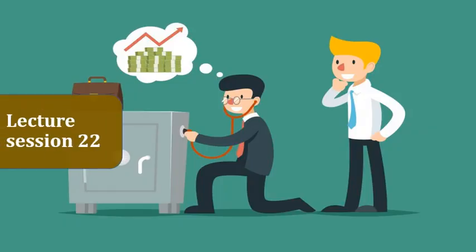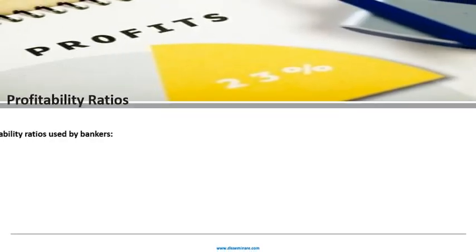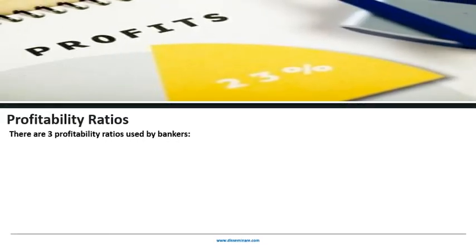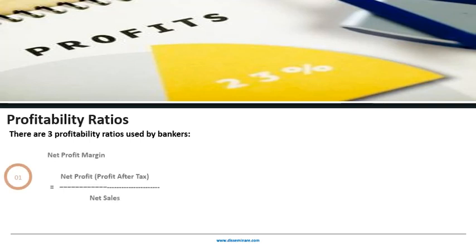In this lecture we shall discuss profitability ratio. Let us start by looking at the profitability ratios. There are three types of profitability ratios used by bankers. 1. Net profit margin. This is given by net profit or profit after tax divided by net sales.